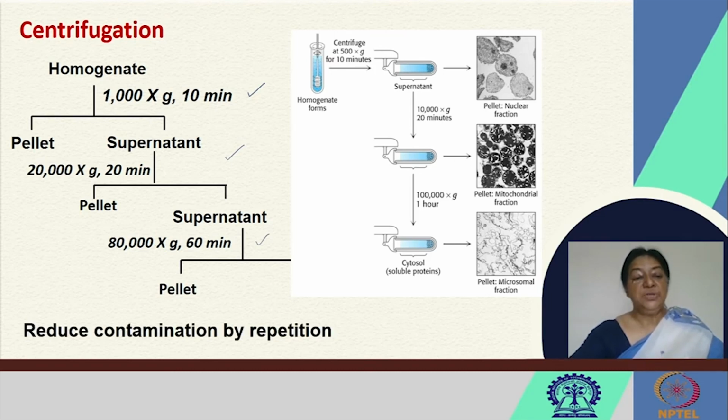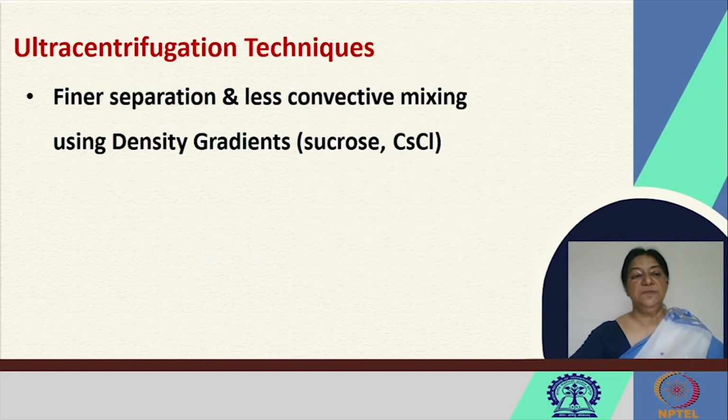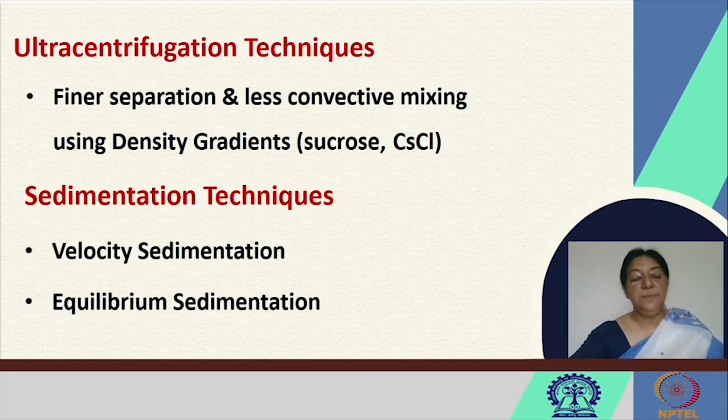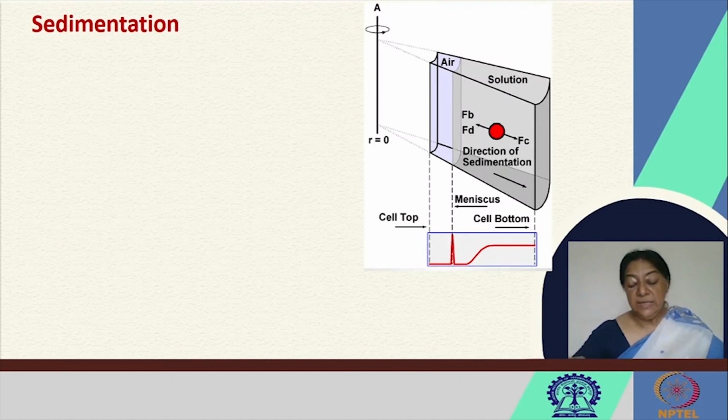The contamination is also reduced by repetition, by repeating centrifugation processes at the different speeds. We can go for ultracentrifugation techniques that result in finer separation and less mixing of the pellets and the supernatants, and sedimentation techniques which involve velocity sedimentation and equilibrium sedimentation. In the sedimentation technique, what we look at is motion.